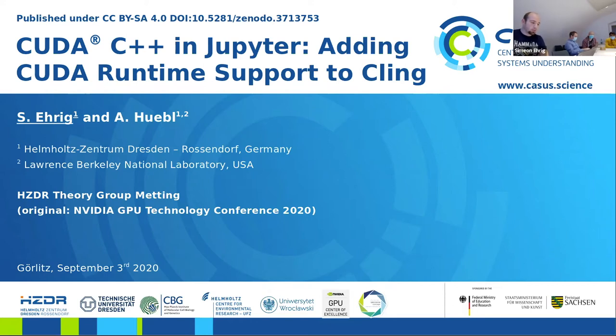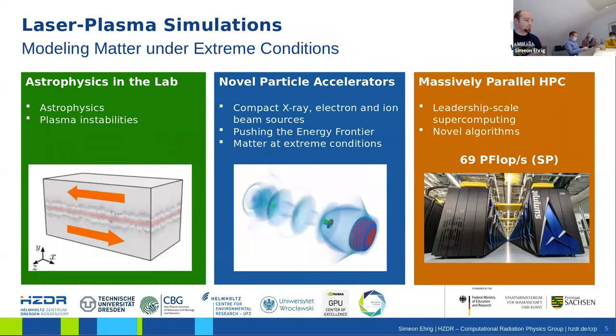Okay, so we start in general. What we do at HZDR is laser plasma acceleration, for example, to heal brain cancer. And the problem is we have the big experiments, and we want to aim for a special behavior of the X-ray beams. But the problem is, to get it, we have to set up the experiment with different parameters, and we don't know how to set it up exactly.